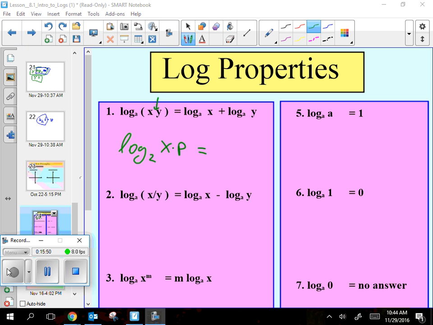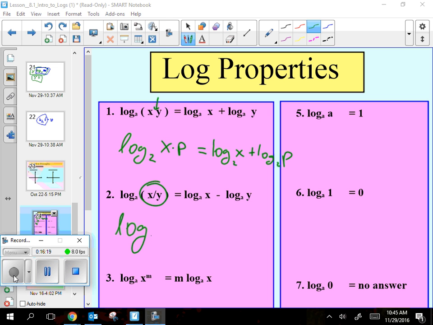All right, log base 2 of x plus log base 2 of y. Oh, p, sorry, you said p. That makes sense? Basically, if you have things that are multiplied, you can change them into add. So if you have things that are divided, what do you think you're going to do? Subtract. So this should be easy as pie.